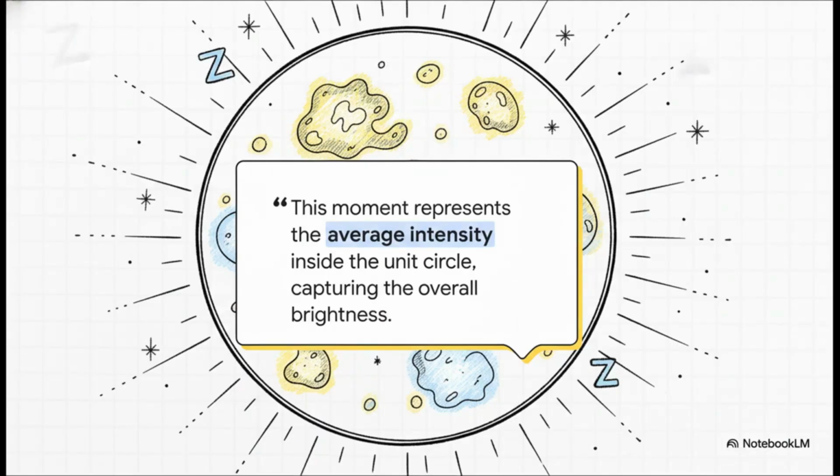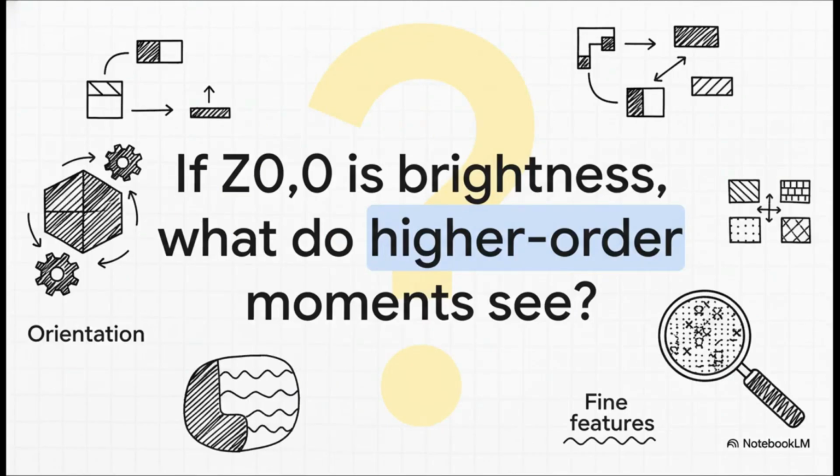So what does 5 over pi actually mean? Well, this specific moment, z00, represents the average intensity of the image inside that unit circle we used. You can just think of it as a measure of the shape's overall brightness or its mass in that central region. And that kind of leads us to a final, bigger question.